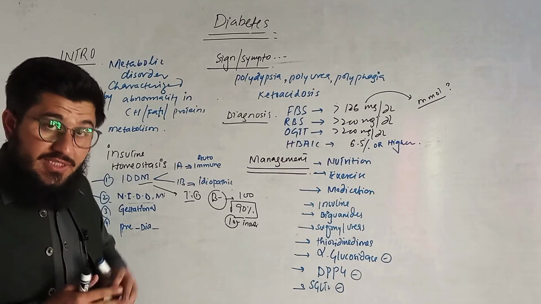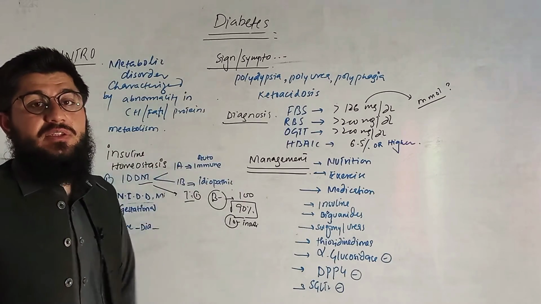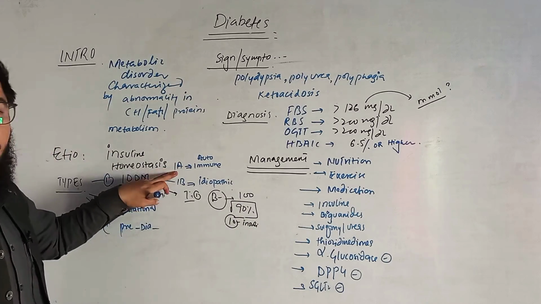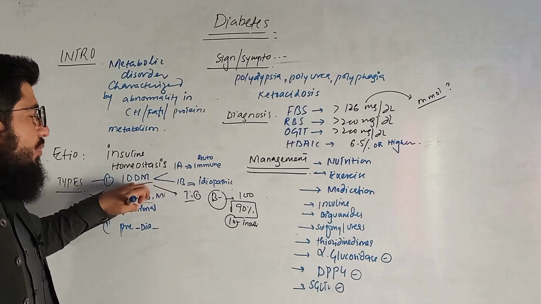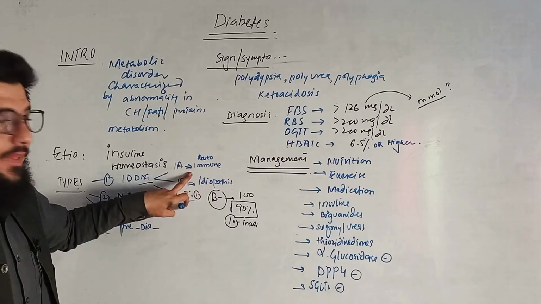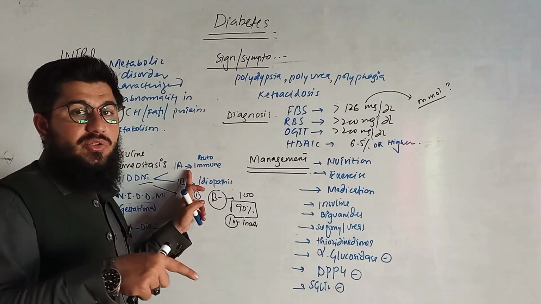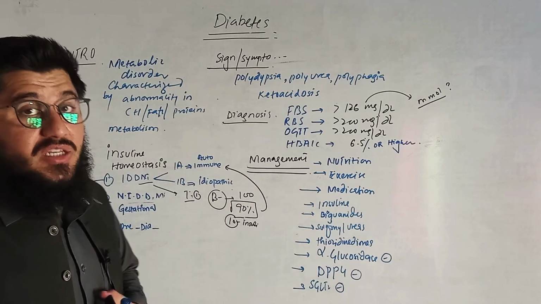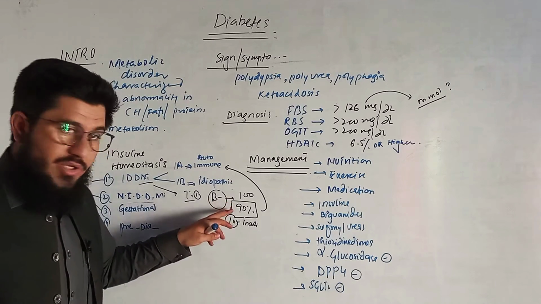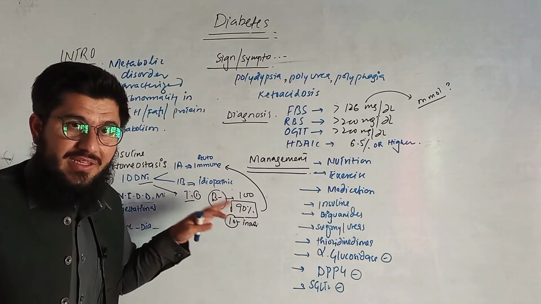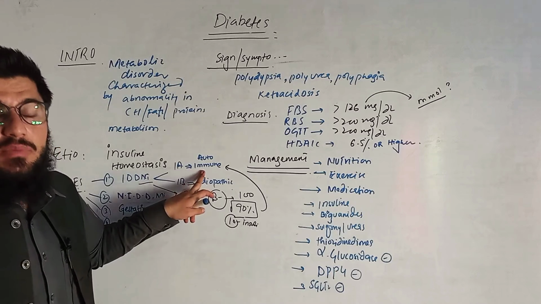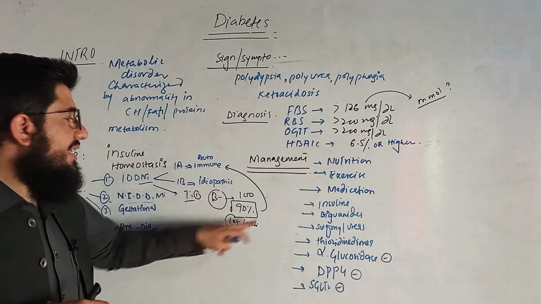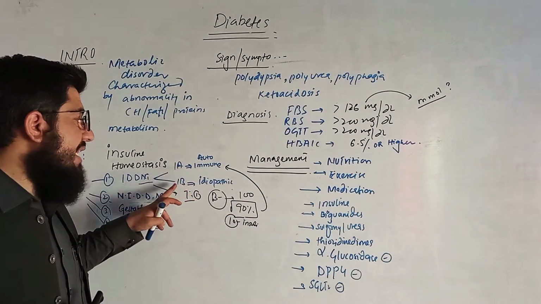And in type 1, we do have two subtypes, 1A and 1B. Now what is type 1A? We got the concept that the beta cells are destroyed. This destruction is done by the immune system. If the destruction of the beta cells of the pancreas is done by the immune system, that is autoimmune destruction, then it is known as type 1A diabetes. And type 1B is idiopathic.